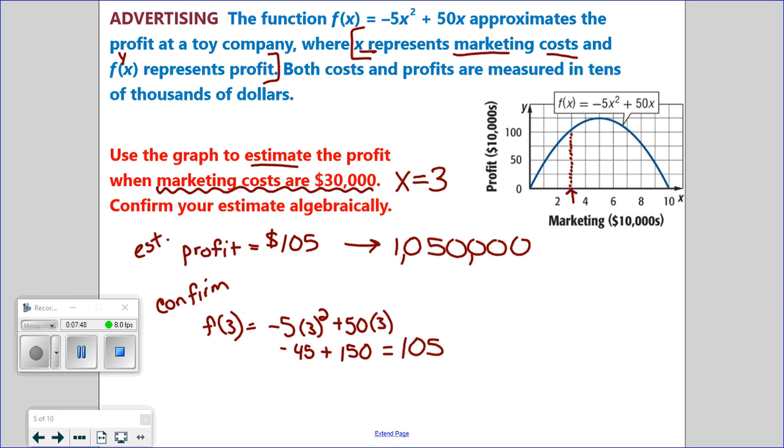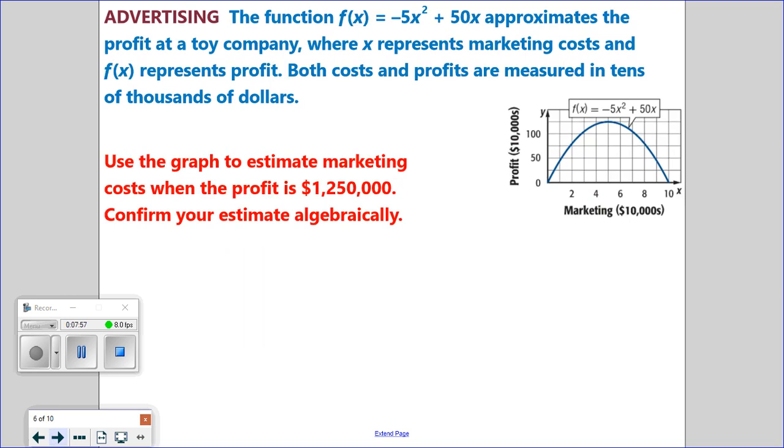It's the next one where they give us slightly different information, and the confirming part takes just a little bit of a change. So same exact situation, same information. The question changes for us on this one. It says use the graph to estimate the marketing cost when the profit is 1,250,000. Okay, well, if they give us the profit, they are actually giving us the y value, right? F of x equals the profit, or y equals the profit.